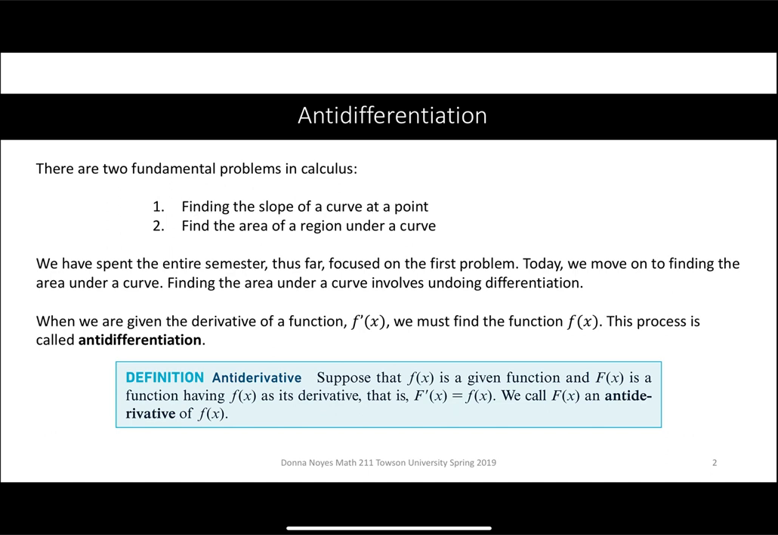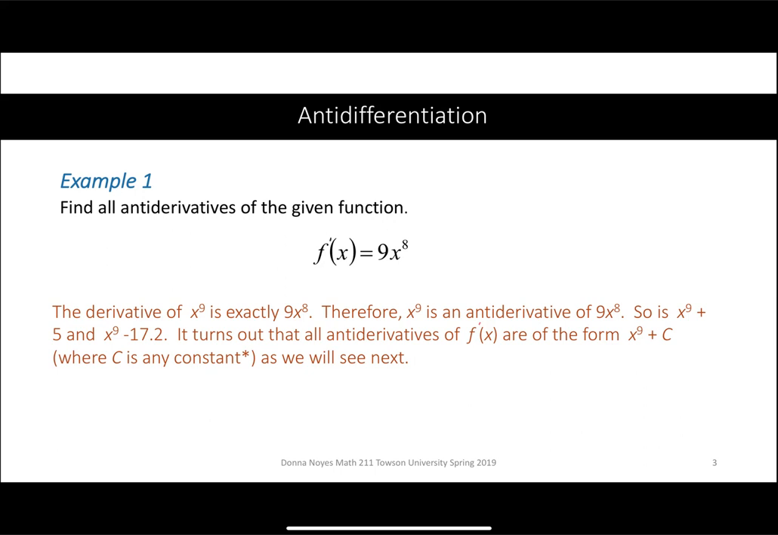we call antidifferentiation. So when we are given the derivative of a function f prime of x, we must find the function f of x. This process is what we call antidifferentiation, or oftentimes called integration. Let's start with a pretty straightforward example.